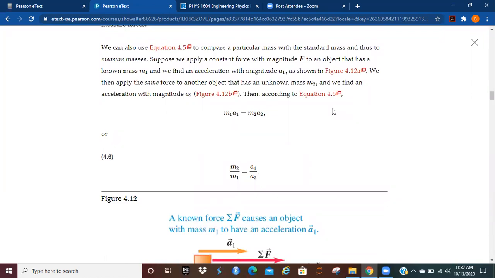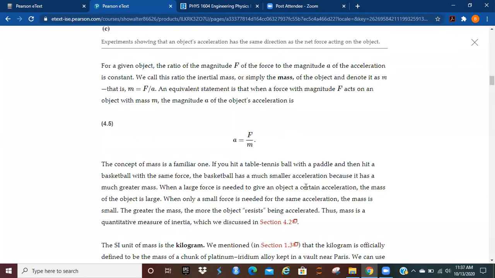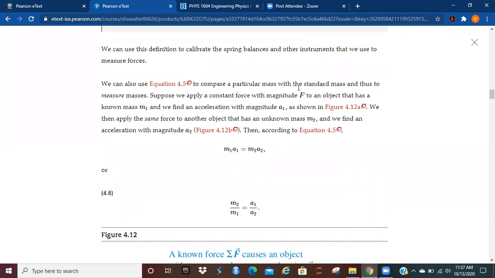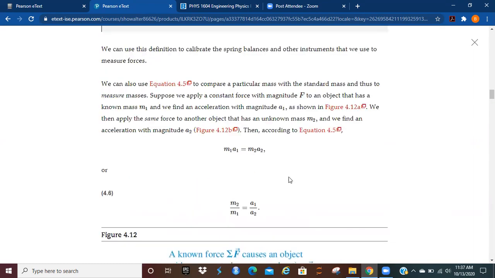So we can also use equation 4.5 to compare a particular mass with a standard mass and then be able to measure mass. So let's say we apply a constant force to an object that has a known mass, and we find an acceleration with this magnitude, as shown in figure 4.2 here. So we've got a known force causing an object with mass m1 to have an acceleration such as this. We then apply the same force to another object that has an unknown mass, and we find an acceleration with this magnitude.